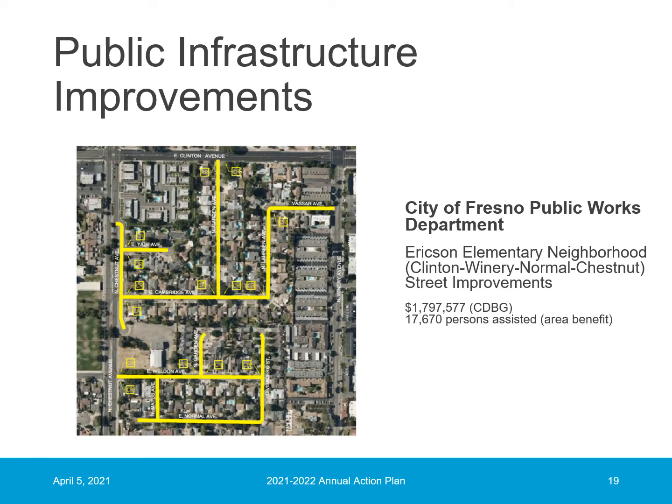For public infrastructure improvement projects, the city is proposing the following activities. $1,797,577 of CDBG funds are proposed for Erickson Elementary neighborhood street improvements. This project is located in the Erickson Elementary neighborhood, bounded by Clinton on the north, Winery on the east, Normal on the south, and Chestnut on the west. This request is for Year 2 funding for the construction phase of the project. The proposed scope of work includes removal of barriers to ADA access, road reconstruction, and installation of ADA curb ramps.